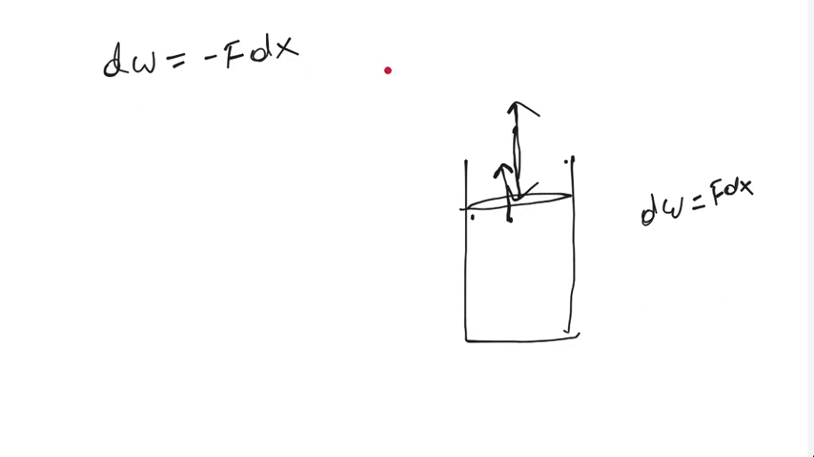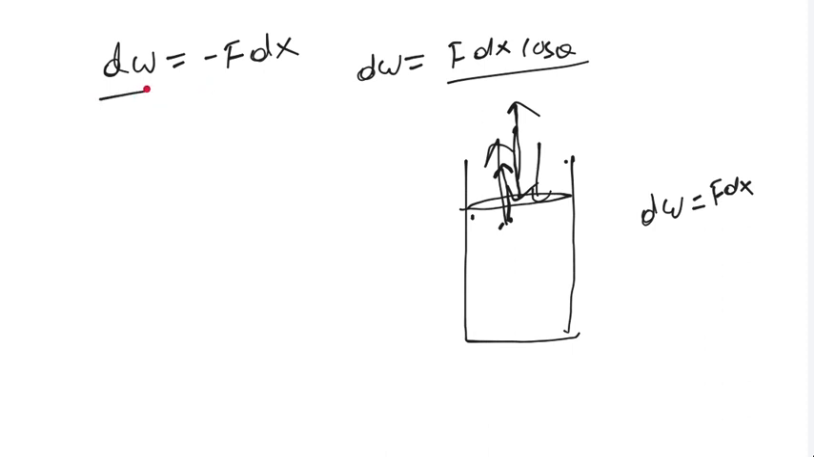Actually, dw is equal to F dx cos theta. When we are applying force, cos theta equals 0, so that's why it is F dx. If the force and the displacement are in opposite directions, then in that case theta will be 180, so cos 180 will be minus 1. So that's why dw equal to minus F dx.